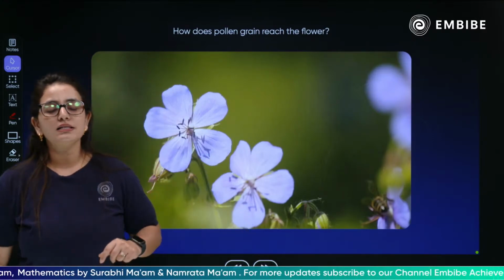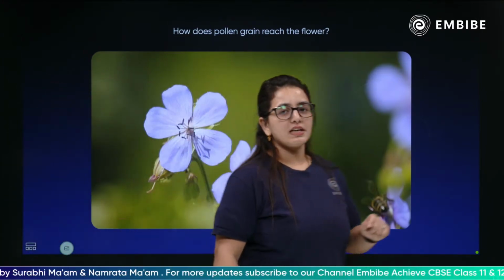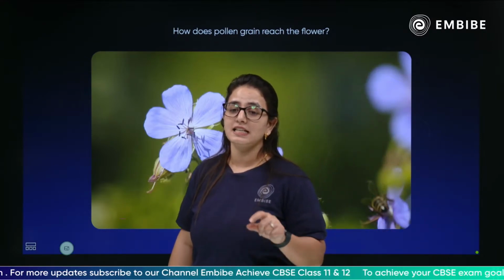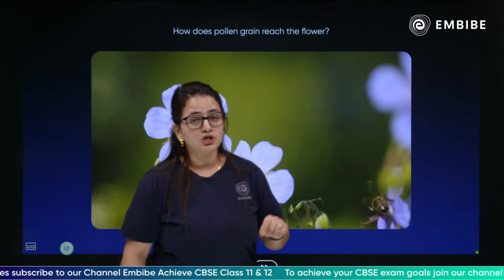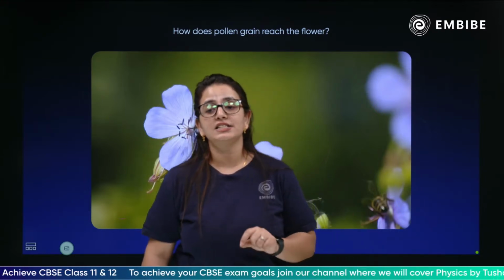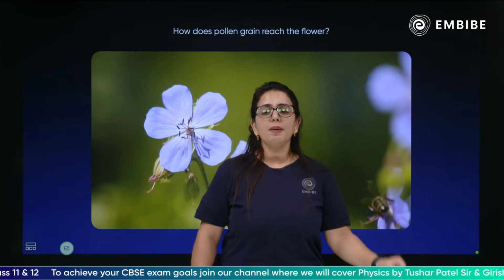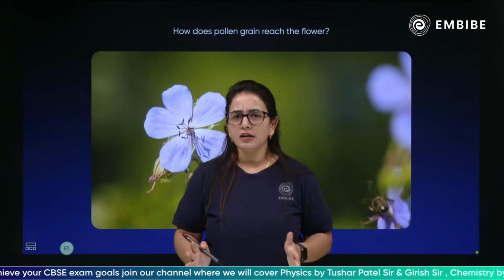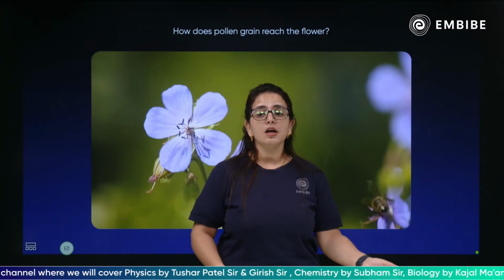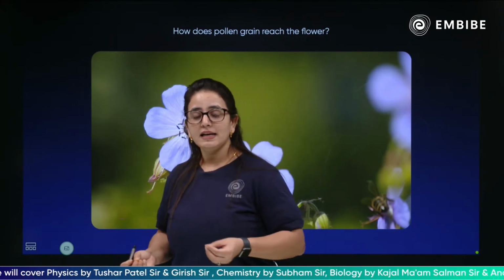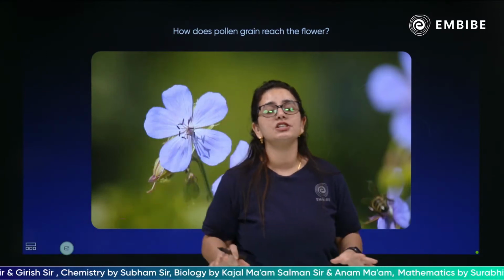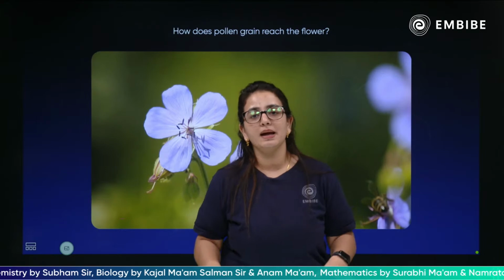So children, how does a pollen grain reach a flower? Yesterday, when we discussed the pollen grain, we saw its structure: there is an exine, an intine, and a germ pore. The pollen grain is shed at the 2 or 3 cell stage. The pollen has matured and is ready to fuse with the female gamete, but how is the pollen to be transferred from the anther to the stigma so that it reaches the female gamete and fuses with it?